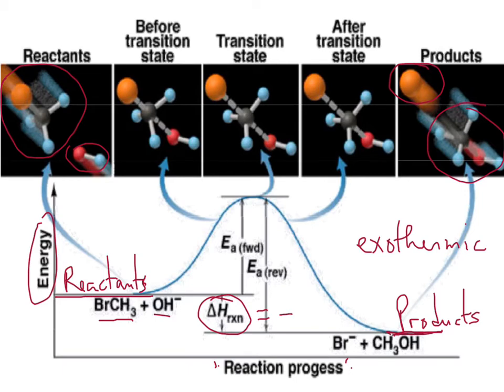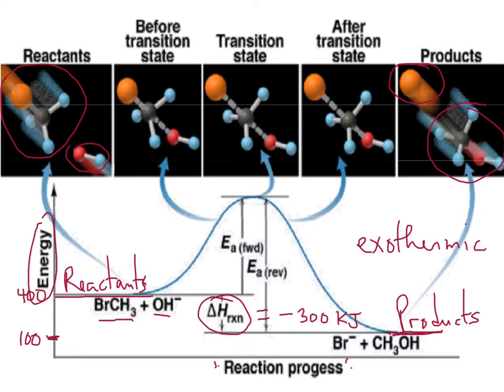If we put some numbers on here, imagine that the final products end up with 100 kilojoules of energy. Kilojoules are a unit of energy, and the reactants began, let's suppose, at 400 kilojoules of energy. Then delta H would be 100 minus 400. It would be negative 300 kilojoules. Negative because it's decreasing, and 300 the difference between the reactants and products.